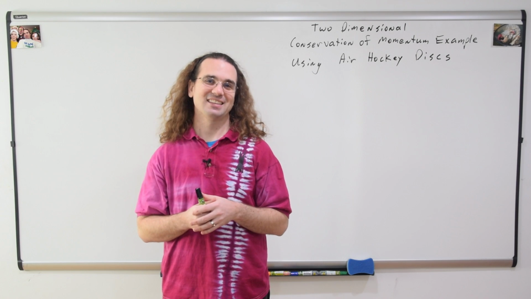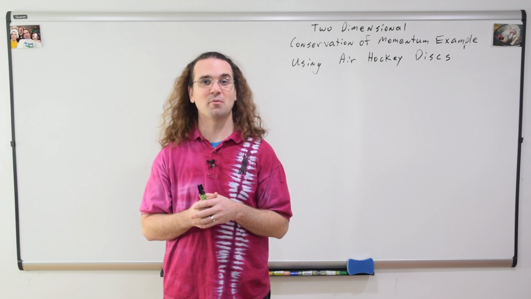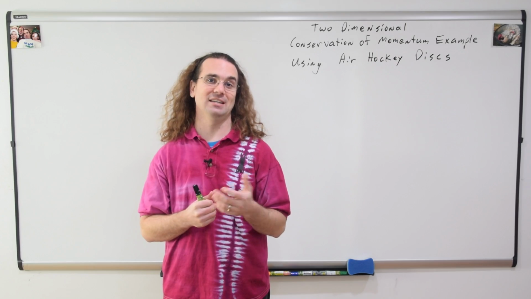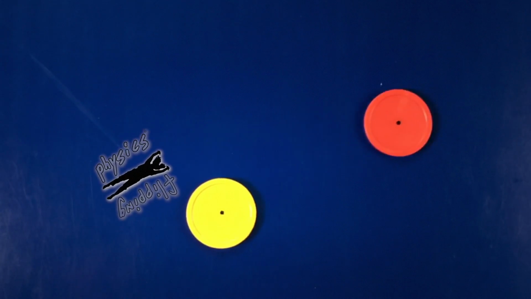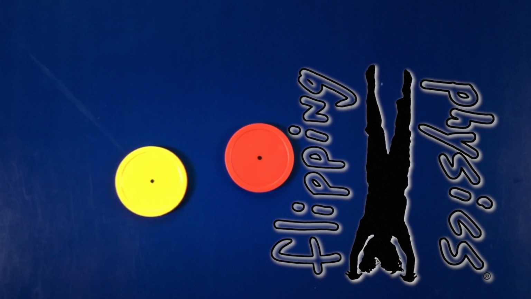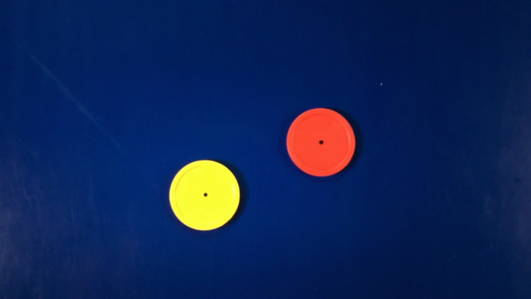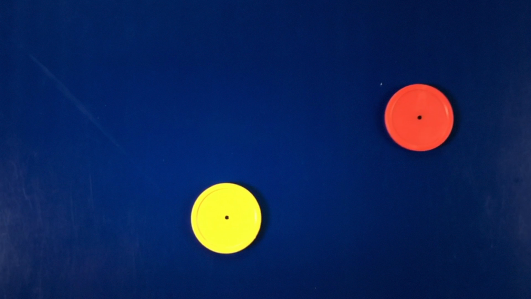Good morning. Let's do a two-dimensional conservation of momentum problem using air hockey discs. You know, like on an air hockey table? Flippin' physics. Billy, could you please read the problem? And Bobby, could you please translate?